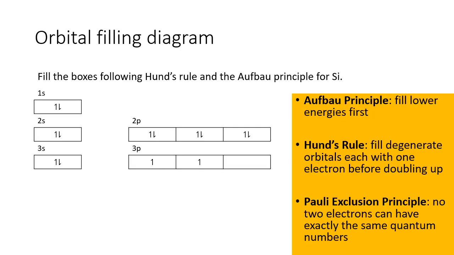Molecular orbitals are the combination of two atomic orbitals from different atoms. So we'll start by reviewing atomic orbital filling diagrams and then go on to molecular orbital filling diagrams. We fill the orbitals following these three rules. The Aufbau principle, which says that we fill the lower energies first. Hund's rule, which says that we have to fill the degenerate orbitals with one electron in each orbital and then go back and pair them. And the Pauli exclusion principle, which says that no two electrons may have the same exact quantum numbers. So we have one spin up and one spin down in each box.